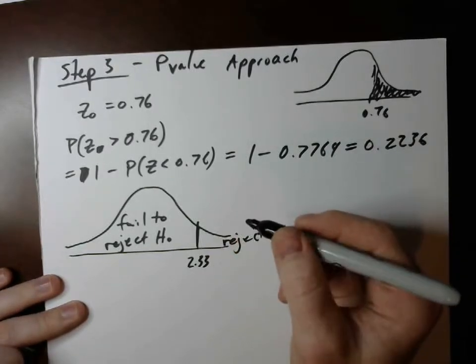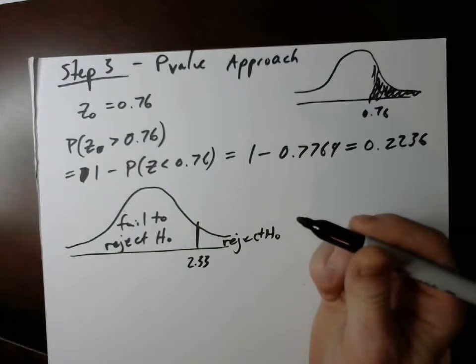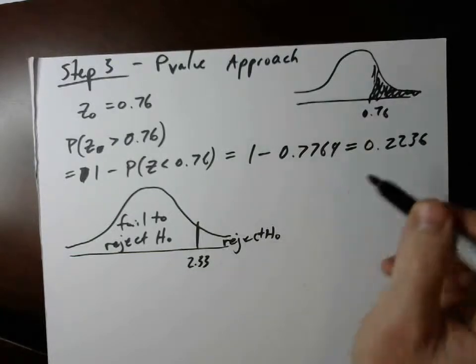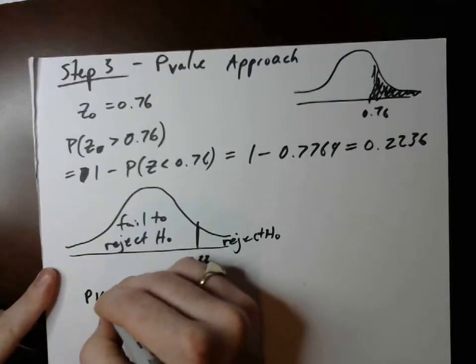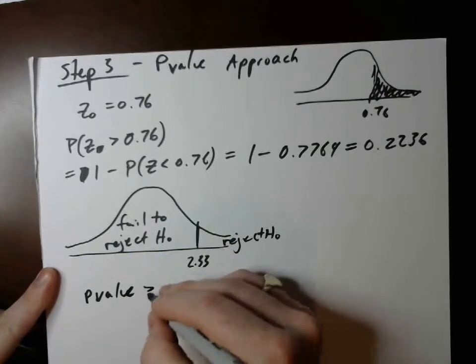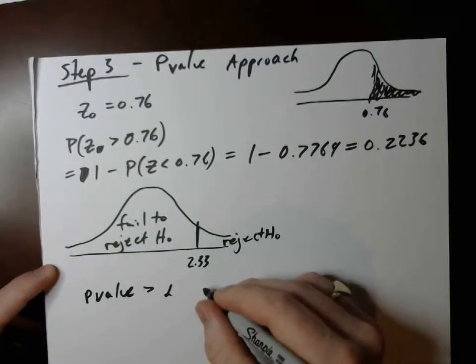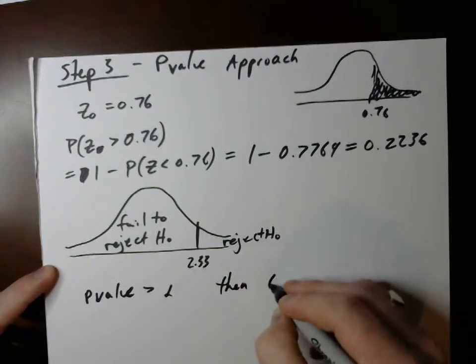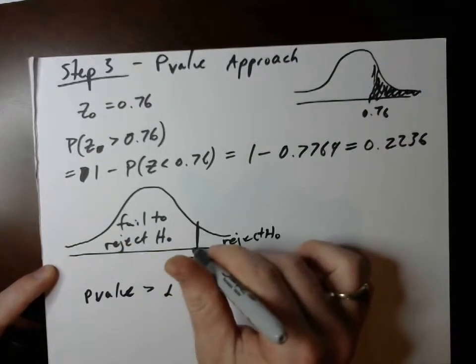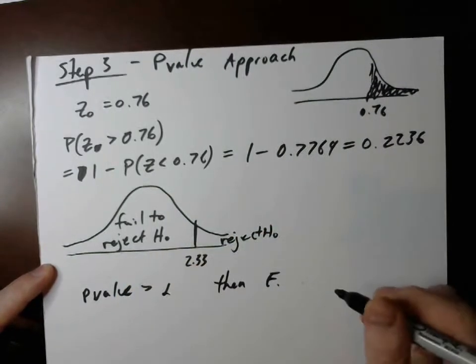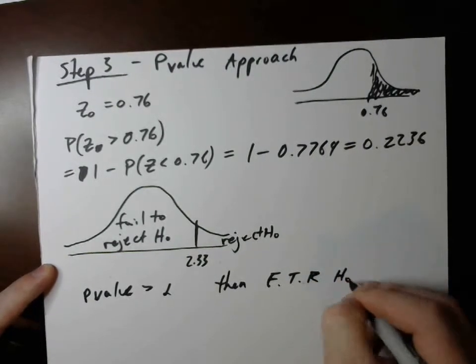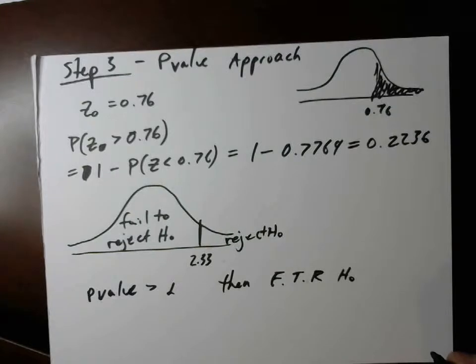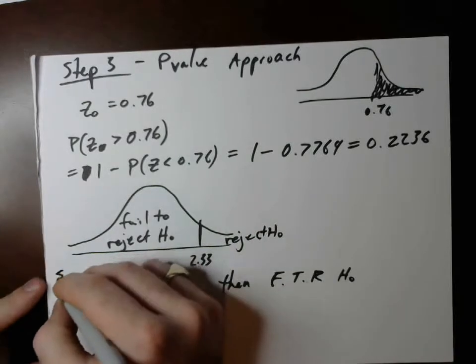So if we're going to be failing to reject, which we already know since we did the classical approach, if the p-value is larger than alpha, we then fail to reject, because our value would be in the fail to reject region compared to 2.33. Okay, so that would be the p-value approach, and that would be step 4 when we compare.